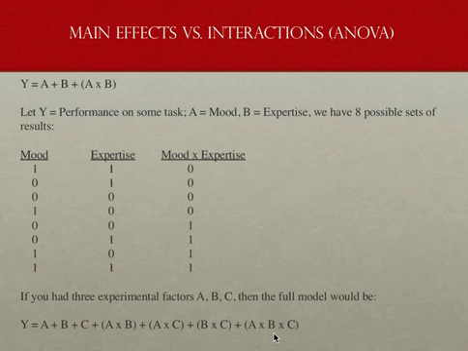Now, when we're talking about a factorial design, say a 2 by 2 factorial design, this means that A, which is one of the independent factors, is going to have one of 2 possible values, let's say high mood and low mood, and B is going to have one of 2 possible values, let's say expert and non-expert. That's what we mean by a factorial design. So now we've set the ground for what we mean by an interaction effect and a main effect.